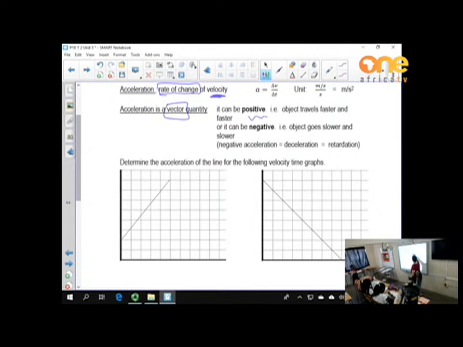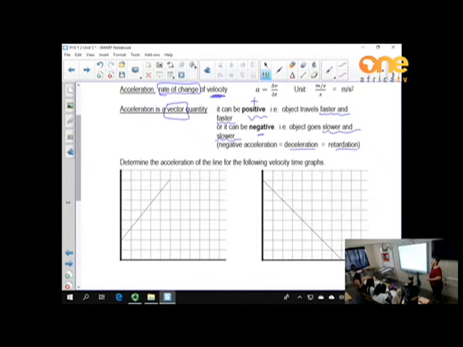When we had velocity, a positive velocity meant in one direction, and the negative velocity would be in the opposite direction. Okay. So, acceleration is a vector quantity. It can be positive or it can be negative. If it is positive, the object is going faster and faster. If it is negative, the object is going slower and slower, and the negative acceleration is known as deceleration or also retardation.